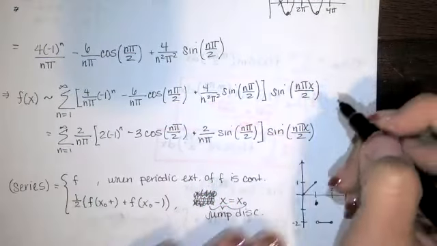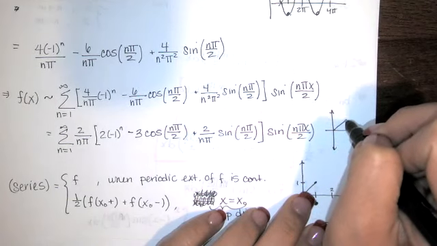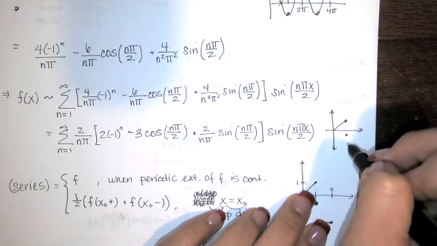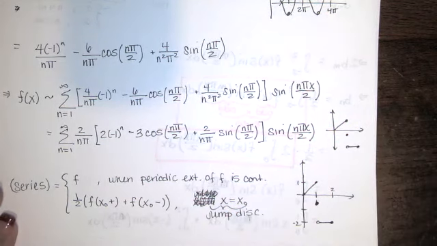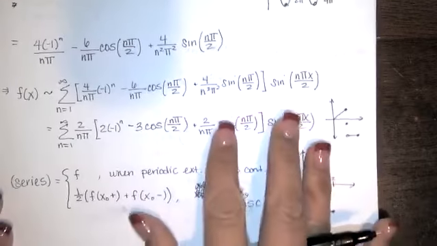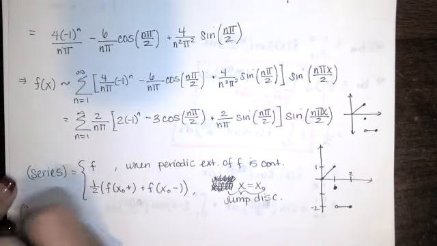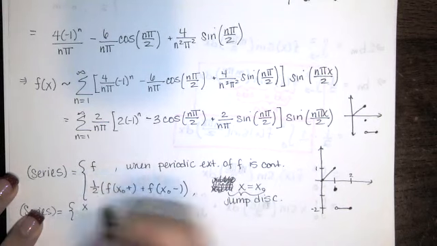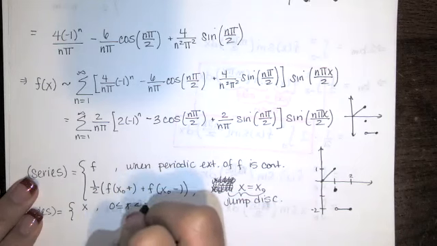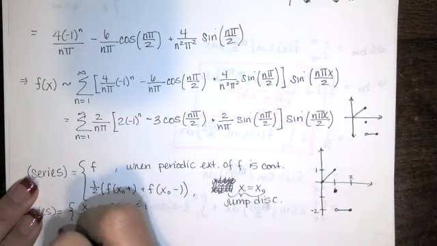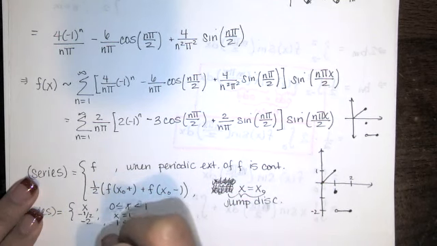So this series will converge to this function on that interval. So let's write that down. We've got x on the interval from 0 to 1, negative 1/2 at x equals 1, and negative 2 on the interval from 1 to 2.